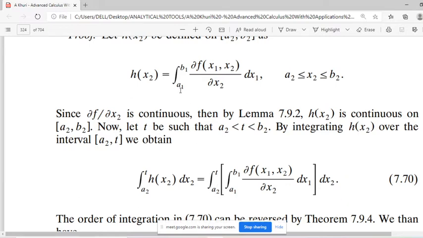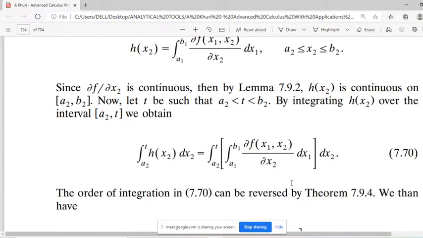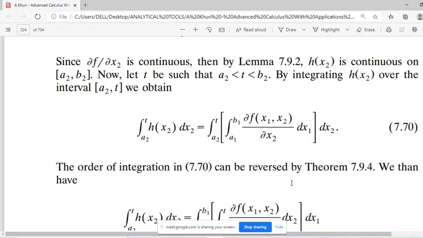What is h of x2? h of x2 is given here, and we can substitute that here. Then we get the integral from a2 to t of the integral from a1 to b1 of ∂f(x1, x2)/∂x2 dx1. So substituting that result, we will get this one.